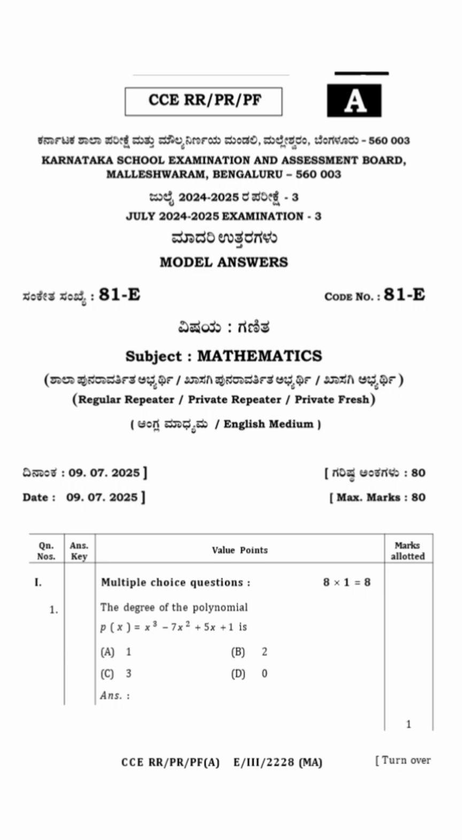The first one is: the degree of the polynomial p of x is equal to x cube minus 7x square plus 5x plus 1 is. The question is taken from the chapter polynomial. 4 options are given. Option A 1, option B 2, option C 3, option D 0. Here the highest degree is 3, isn't it? So the degree of the polynomial is 3. So option C, 3, is correct.